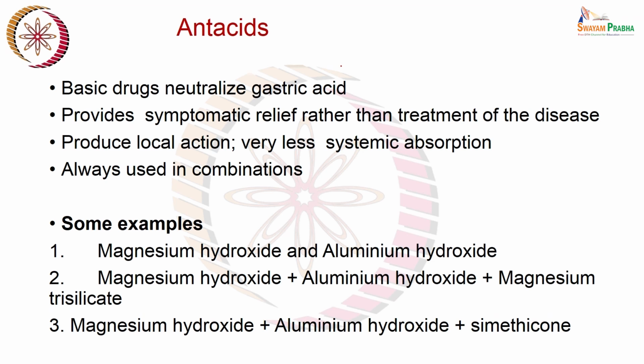Now, these are the basic drugs which neutralize acid. They will immediately neutralize acid and provide symptomatic relief rather than treating the disease. If I have severe acidity, the immediate relief I will get is from the antacid preparation. It has a local action and very little systemic absorption. That is the most important thing. If it goes inside the body, from the stomach into the circulation, it may cause alkalosis, which is not the purpose.